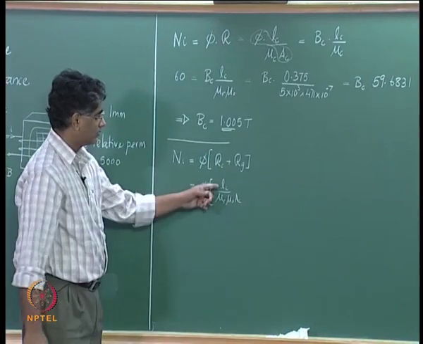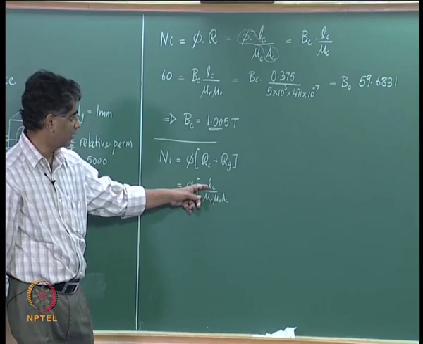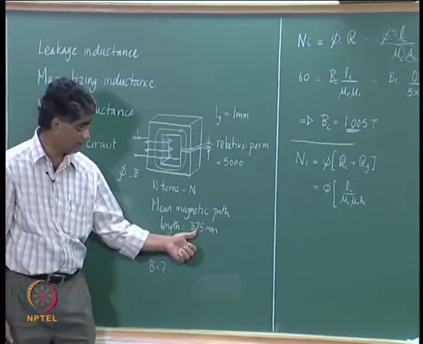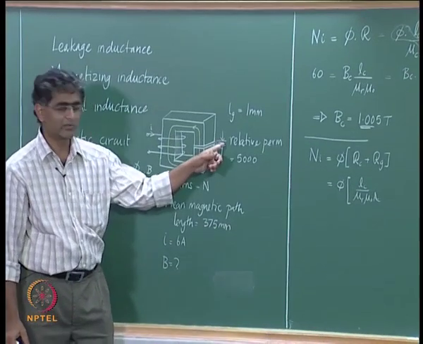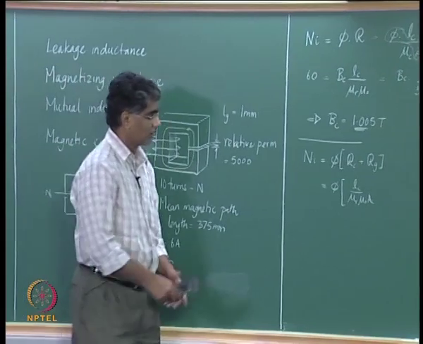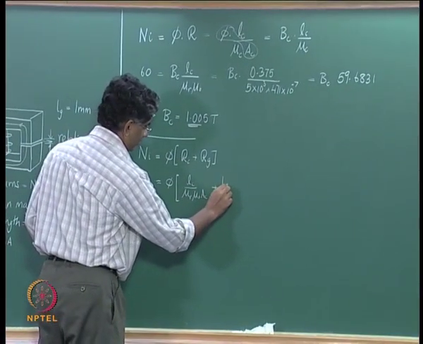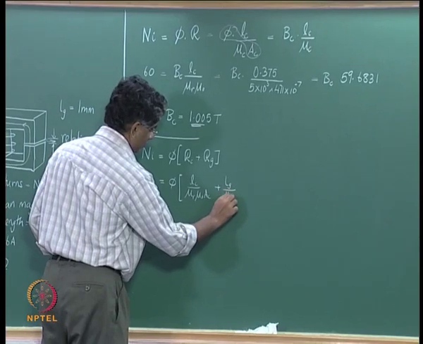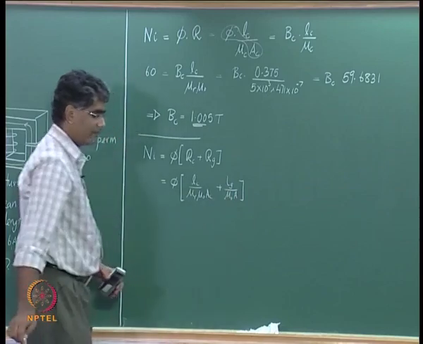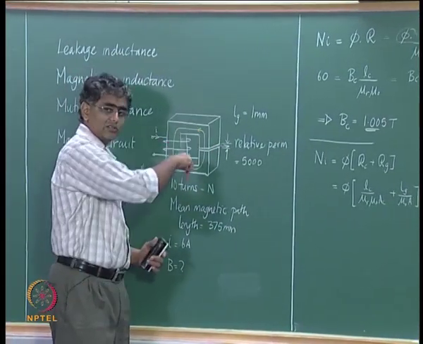Now note that since we are introducing an air gap in the iron path, Lc, which was 375 mm earlier, now you have to subtract that 1 mm, so it becomes 374 mm, and the remaining 1 mm is passed on to the air gap, so that is Lg divided by mu naught into A of the air gap, and the flux is going to pass through the air gap as it passes through the iron.